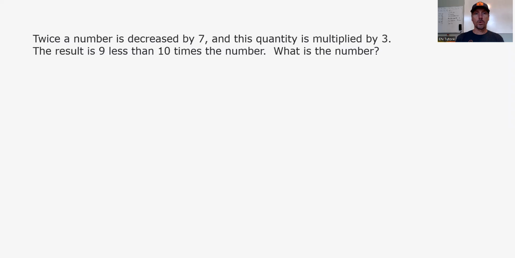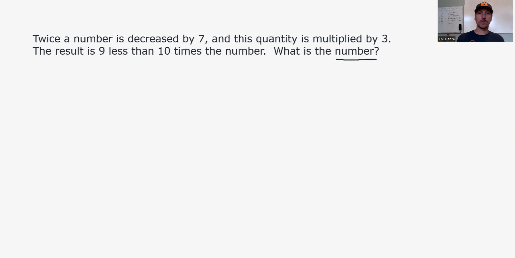Here we have a word problem where we're asked to find an unknown number. It says twice a number is decreased by 7, and this quantity is multiplied by 3. The result is 9 less than 10 times the number. What is the number? It sounds kind of confusing, but at the end of the day, we're just looking for an unknown number, a single value.